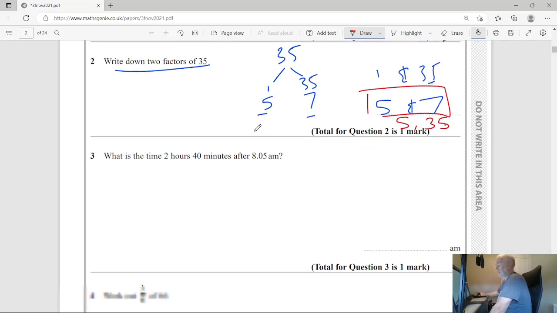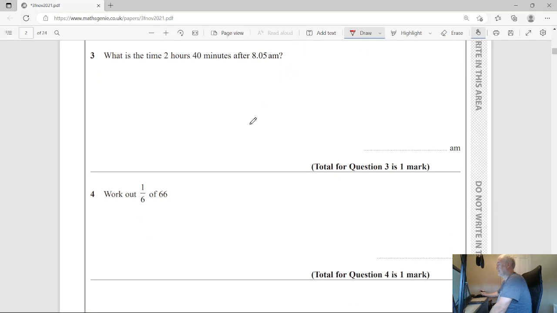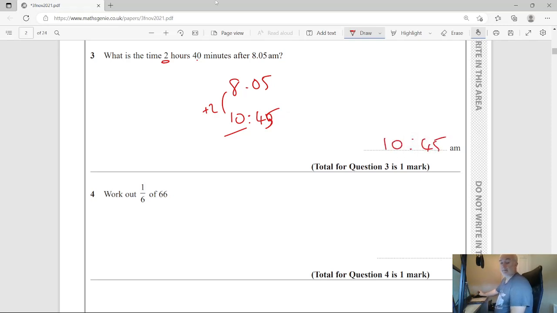Question 3. What is the time 2 hours and 40 minutes after 8:05? Now my advice with this one is split it down in the sense of do the hours first. So I'm going to plus 2 hours to that, 8, 9, 10. And then I'm going to add 40 minutes to that. So 5 past the hour, add another 40 minutes, gives me 45 past, or a quarter to 11. So 10:45 AM would be my time.